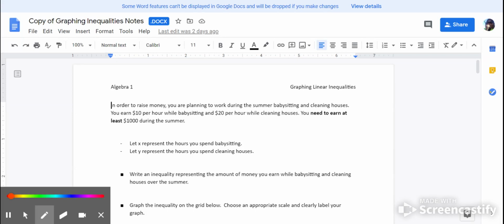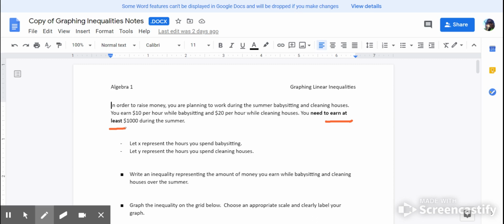We're going to start with this warm-up. In order to raise money, you're planning to work during the summer babysitting and cleaning houses. You earn $10 per hour while babysitting and $20 per hour while cleaning houses. And you need to earn at least, notice bolded, $1,000 during the summer. So x is going to represent babysitting, while y represents cleaning houses.